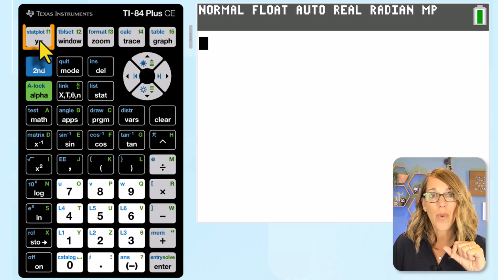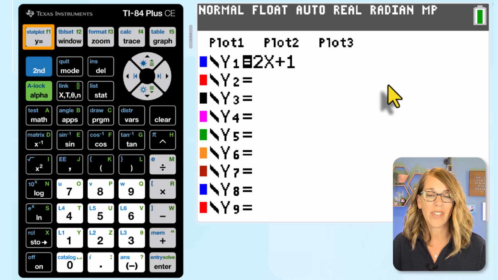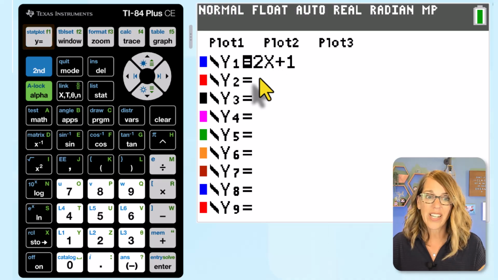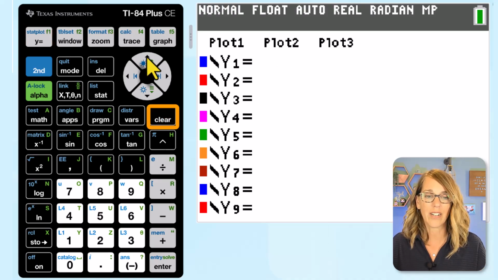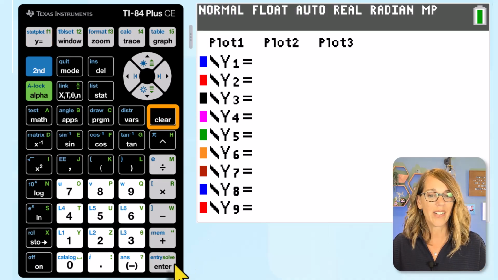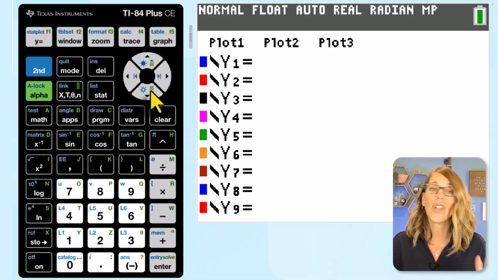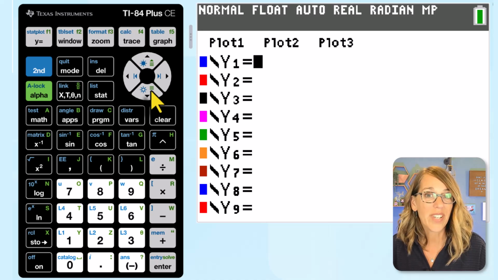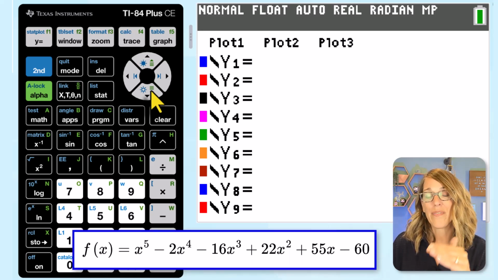To do that, I'm going to go into y equals. So we're going to click y equals. If you have something already here, go ahead and clear that. So I'm going to hit clear. And if you have one of your plots highlighted like this, you want to arrow up to that plot and then hit enter so that plot is no longer highlighted. Okay, once we're here, we're ready to type in our function.